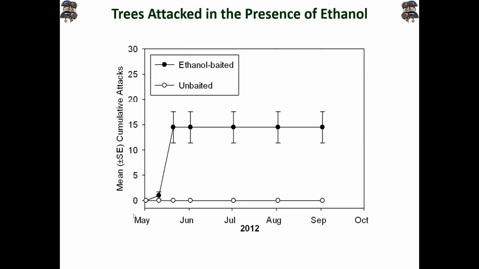So basically, as you can see here, we had about an average of 15 attacks per tree on the baited trees, but no attacks on the non-baited trees. But you can see here that the attacks ceased. Well, that was actually the point at which we purposefully removed the ethanol bait from those trees. So once the ethanol bait was removed, the attacks ceased. So beetles no longer view those trees as attractive.